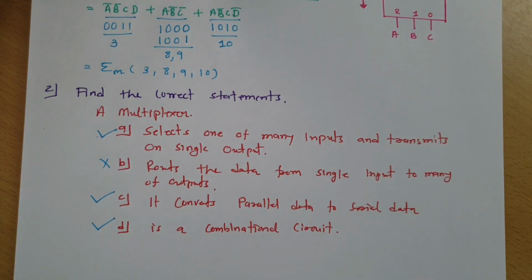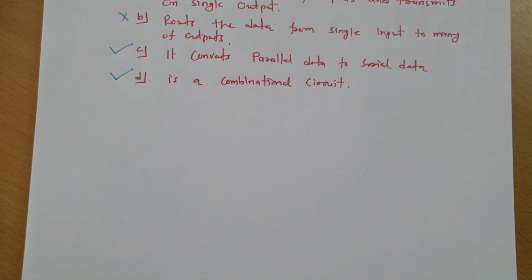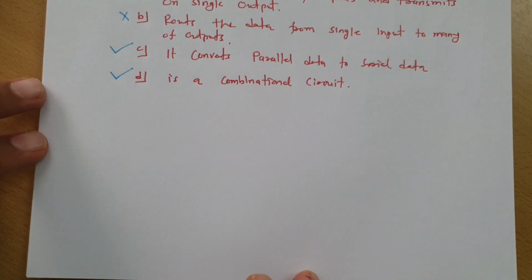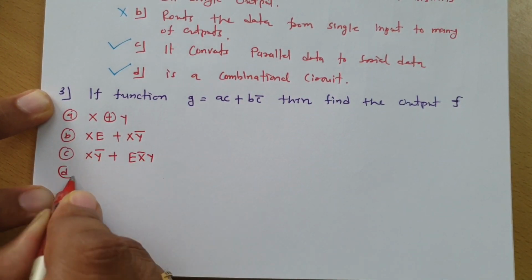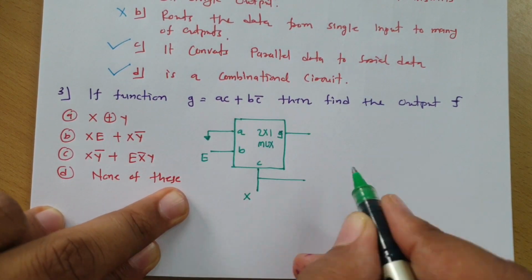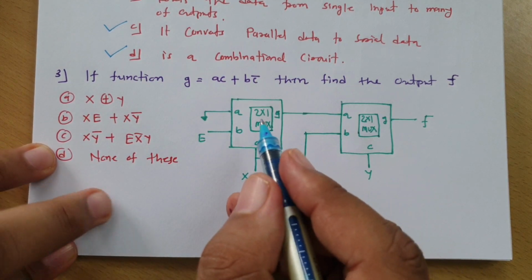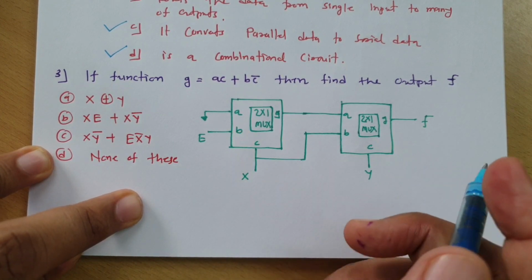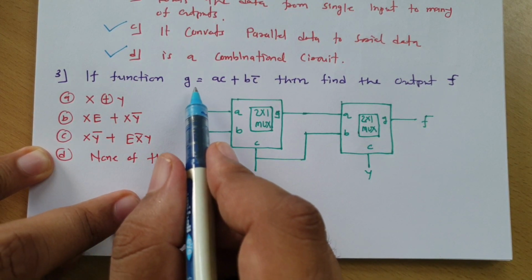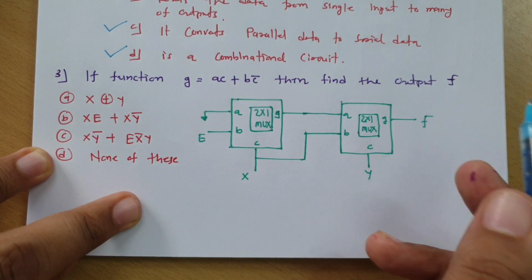Now I'll give you one more question. That is quite interesting. And after solving this question, probably one will be able to solve any question based on multiplexer. So my question is, now you see here we have been given a multiplexer circuit and these two multiplexers are 2x1 multiplexers, and here we have been given G, that is AC plus BC bar, then we need to find output F.